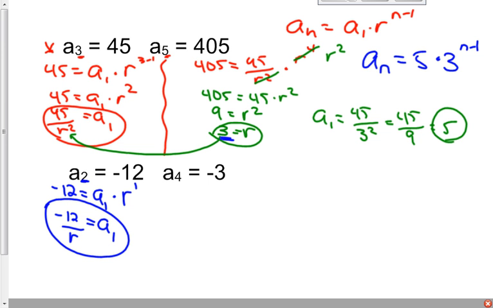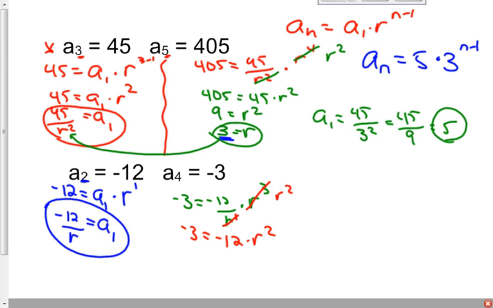Okay, now we're going to use the second point. Negative 3 is equal to a1, which we just got, negative 12 over r, times common ratio raised to the 4 minus 1, which is 3. Now I want to start to reduce. R to the first, r to the third gives me r squared. Negative 3 equals negative 12 times r squared.